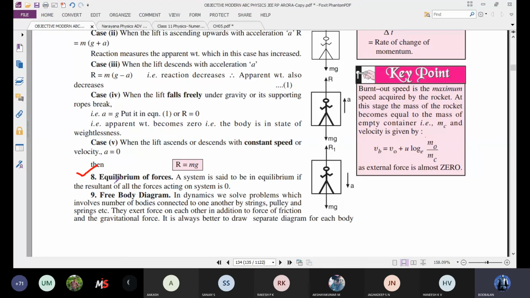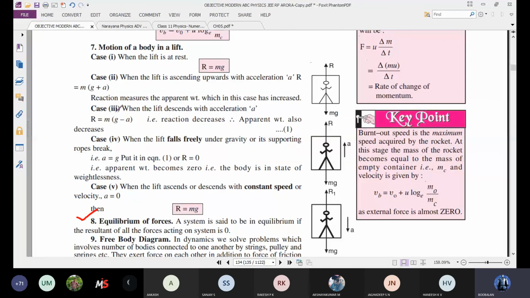One small recap. Today in class we discussed Newton's first law of motion, second law, third law, momentum, impulse, and relevant problems. After that, the free body diagram and the motion of a body in a lift. The remaining things we'll discuss in the upcoming class. If you have any doubt up to today's class, it is clear for you. So we'll go for the next topic tomorrow.